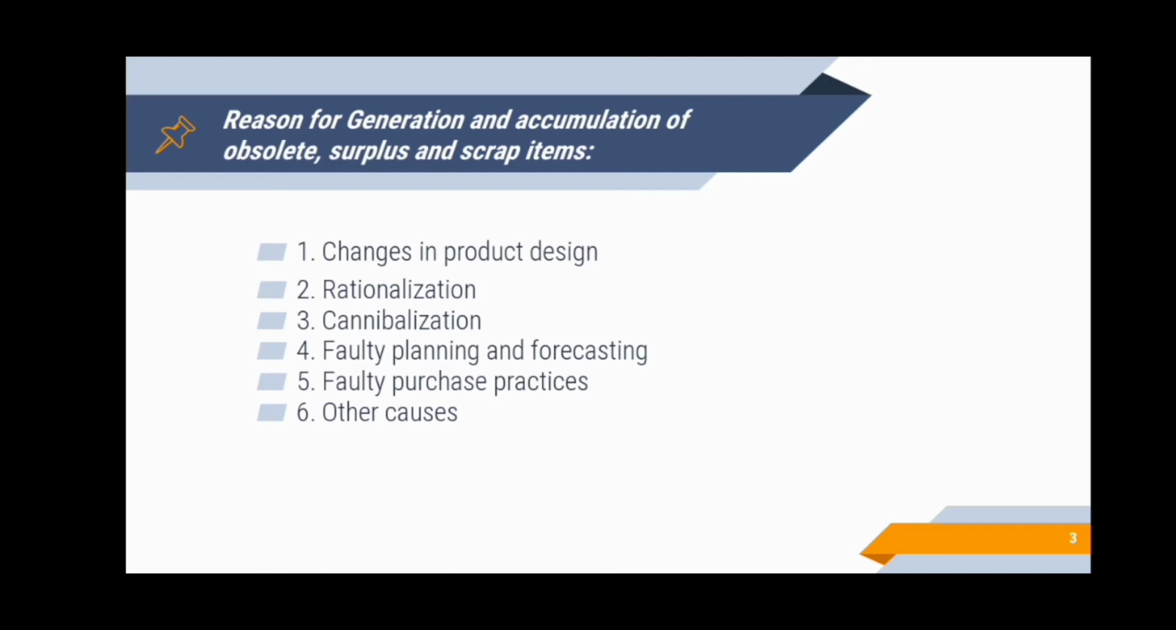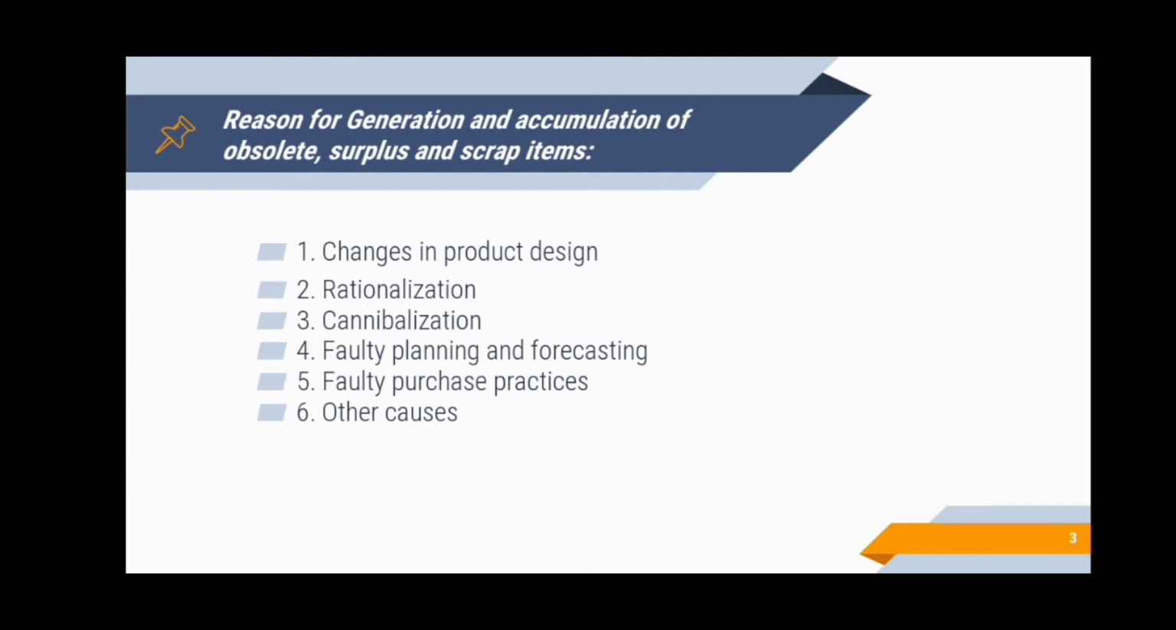Next is faulty planning and forecasting. The marketing department may have a sales forecast which might be on the higher side. Any material planning has to be based on sales forecasts and this could result in surplus items. Wrong indenting by the user departments also leads to accumulation.